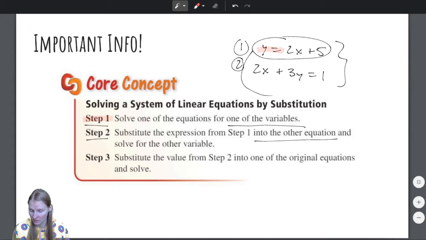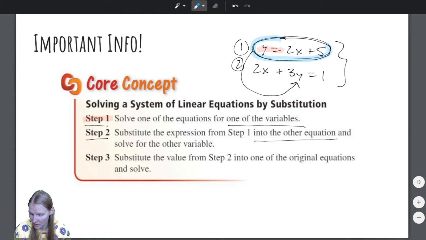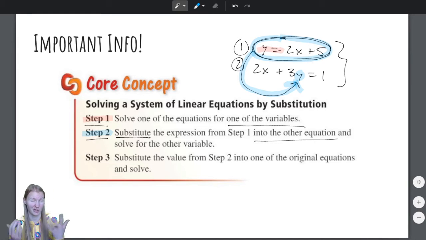So that's step one. Step two says to substitute the expression from step one, so substitute the y equals into the other equation. So we're going to take whatever we get for y equals or x equals, and we're going to put that in for y in the other equation. And I will do this in a different color. So we're going to take the y equals or x equals and put it in for y. And that is step number 2. That way we can solve for the other one. So if I have y equals, I can solve for x. If I have x equals, then I can solve for y. So substitute, and this is why it's called substitution, because we're substituting y so that we can solve for x.